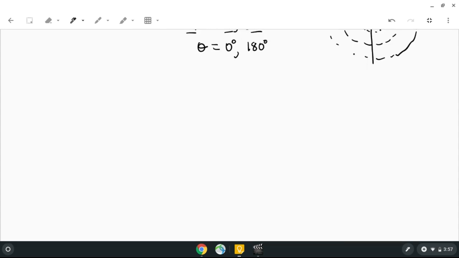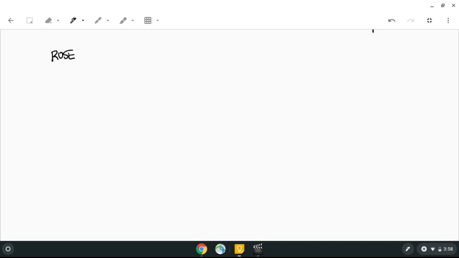All right, let's do the rows. Waiting for this to scroll up. There it is. Okay, let's go ahead and do the rows. Also two equations, r equals a cosine. Now here, it's not going to be 2 theta. It could be 2 theta, it could be whatever number, n theta.